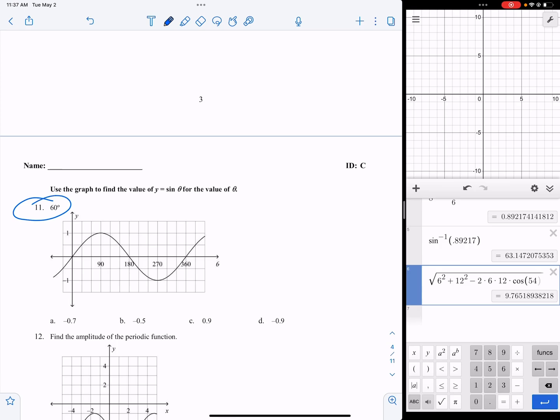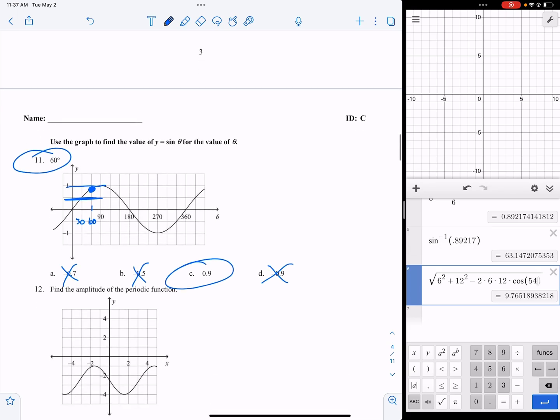Find the value of sine theta at 60 degrees. If you're taking a look at this, this is 30, 60, 90. Each one is 30, so 60 is right here. We're at almost 1, but we're more than a half, and we're positive, so that's negative, negative, negative. We're at 0.9.